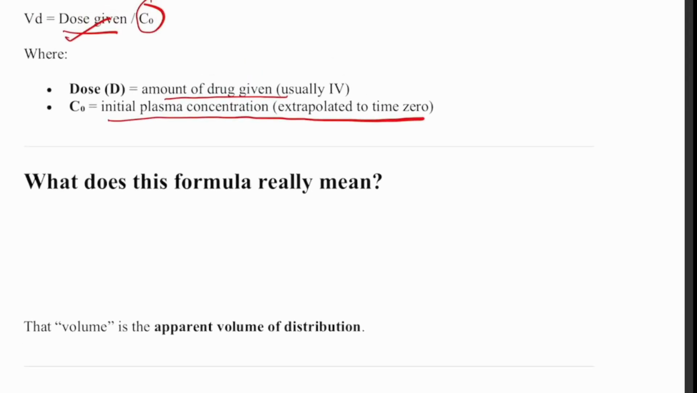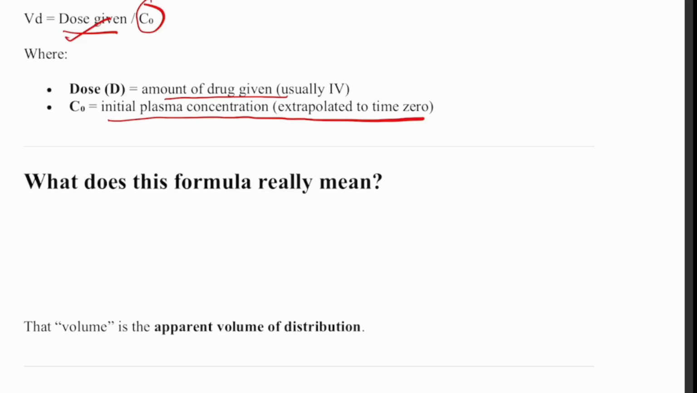So let us take a drug which has gone to the tissues. If all the drug in the body were evenly dissolved in plasma at the measured concentration, that volume would be needed. What volume will be needed to contain it? That is the apparent volume of distribution which we have already mentioned.